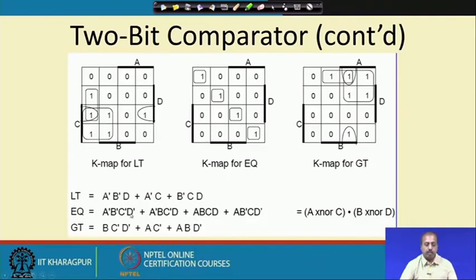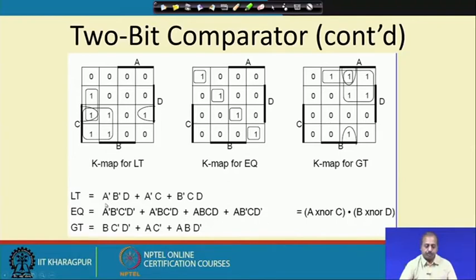So, this A bar B bar C bar D bar, or A bar B C bar D, that is either A and B. Actually, the logic is that if A and B are both 0, C and D should also be 0. If A is 0 and B is 1, then C should be 0 and D should be 1.